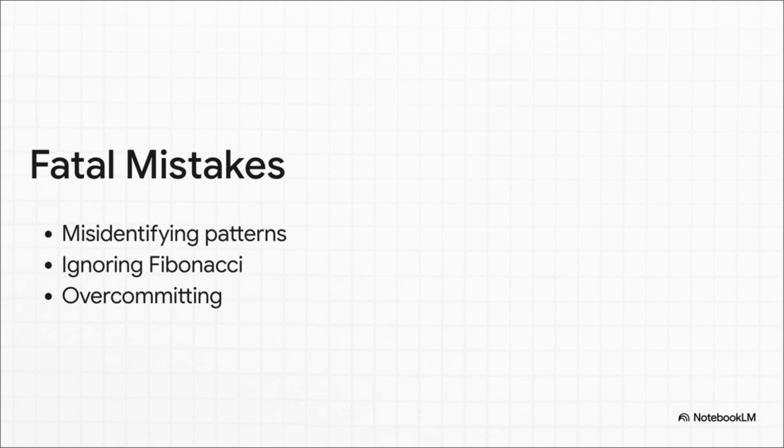First up, misidentifying patterns. Like, you really don't want to confuse a basic 3-wave correction for a full 5-wave impulse. Second, and I can't stress this enough, ignoring Fibonacci confluence. If you're relying solely on wave counts without that mathematical confirmation backing you up, your accuracy is going to drop dramatically. And the third mistake, overcommitting to a single wave count. Never, ever get emotionally attached to your forecast. If the market invalidates your count, you scrap it and adapt immediately.